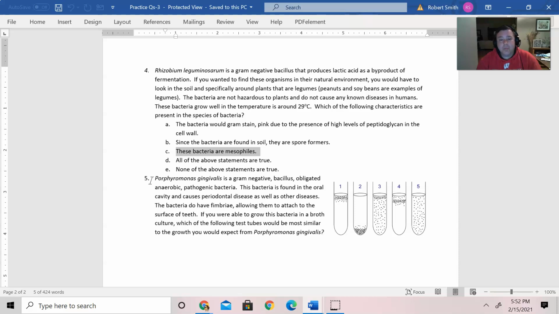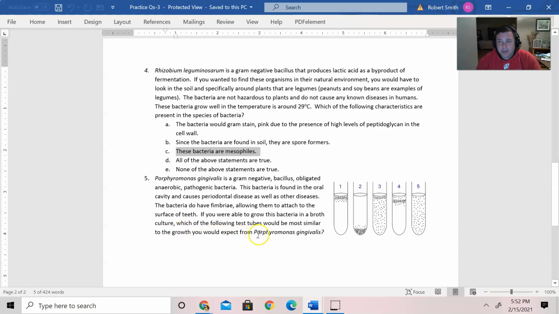Okay? So with that, this bacteria is found in the oral cavity and it causes periodontal disease as well as other diseases. The bacteria do have fimbriae, allowing them to attach to the surface of the teeth. And if you were able to grow the bacteria in broth culture, which of the following test tubes would be the most similar to the growth you would expect?